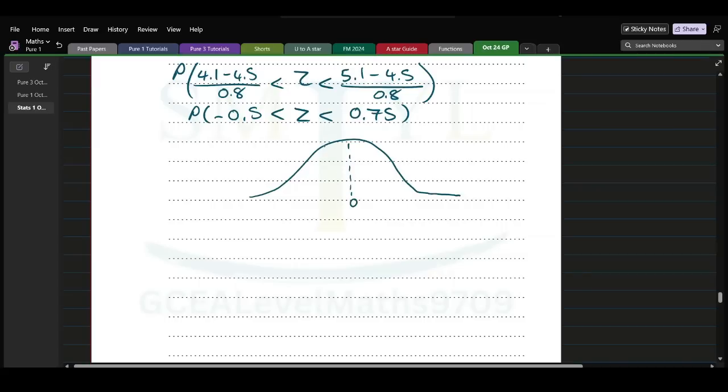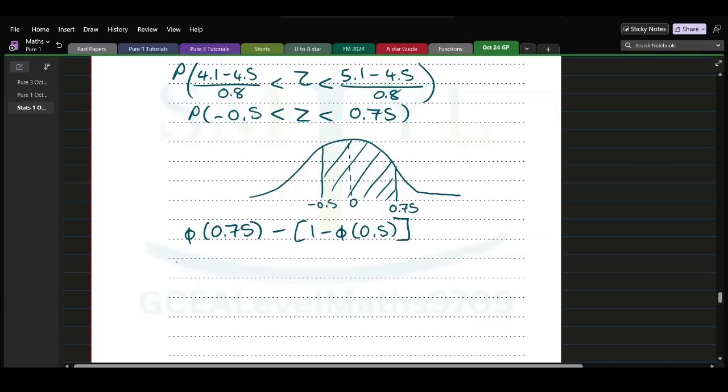So if we sketch a bell curve of our problem, we've got this here would be 0, and then we've got negative 0.5. Let's put that somewhere here. And then we've got 0.75, and we're looking for this area over here. We can find that area by saying phi of 0.75 minus 1 minus phi of 0.5. Alright, so let's read off phi of 0.75 from our normal distribution tables.